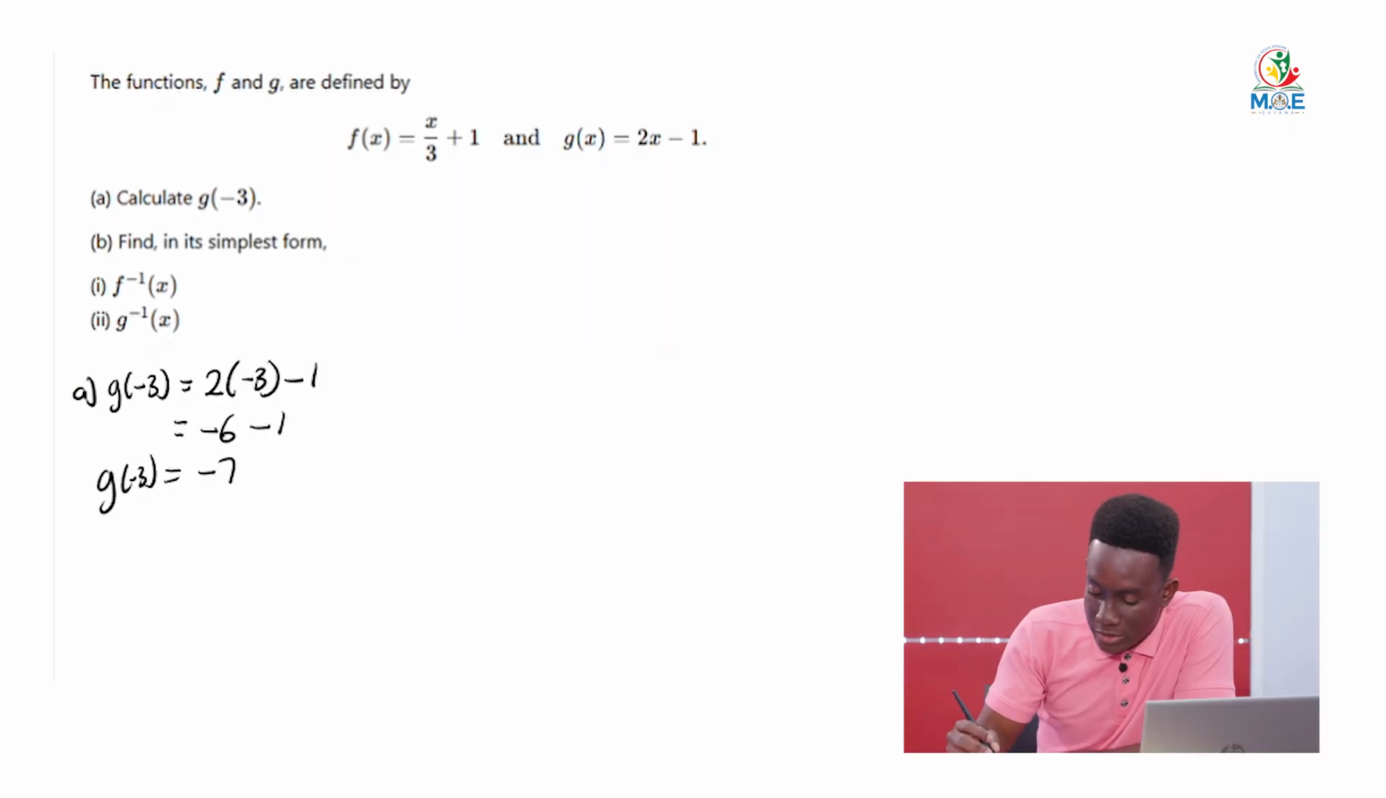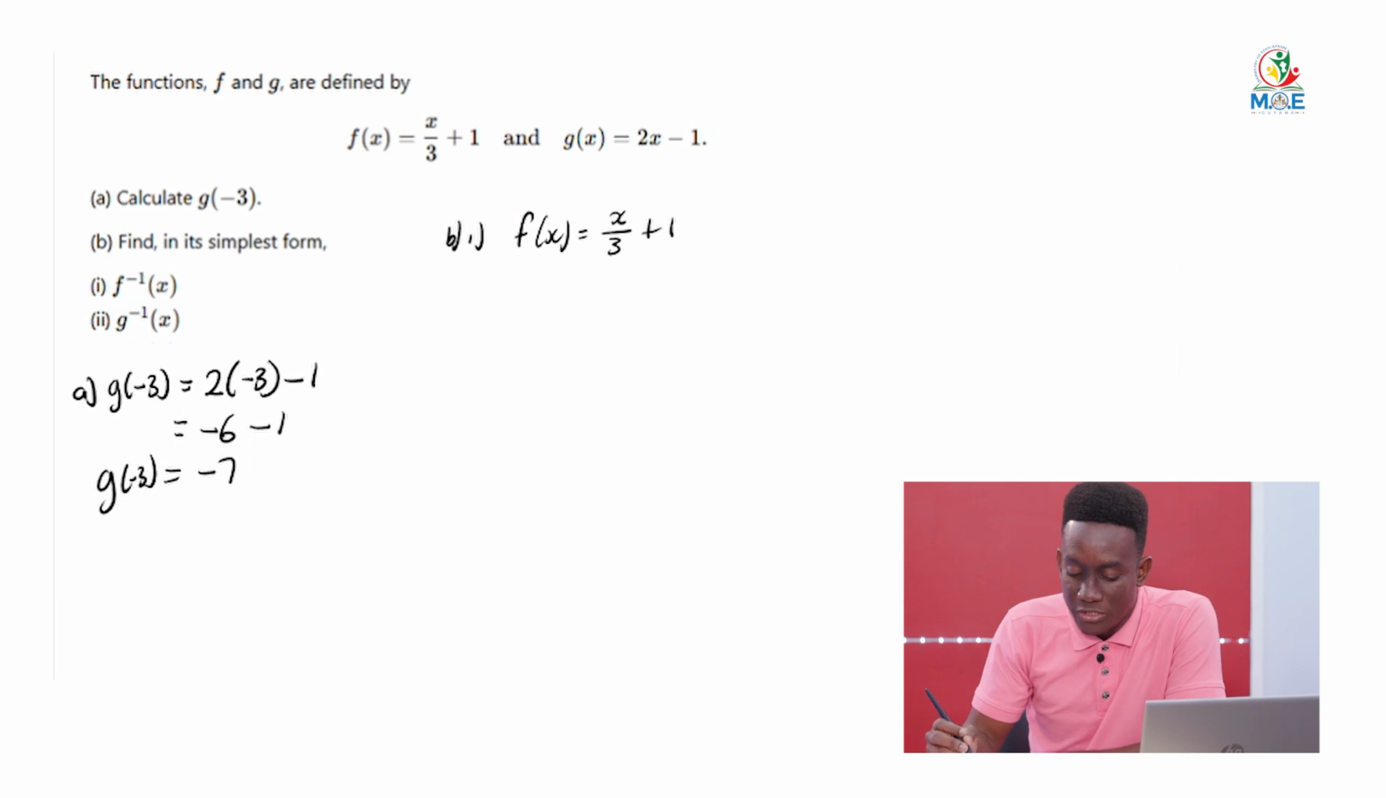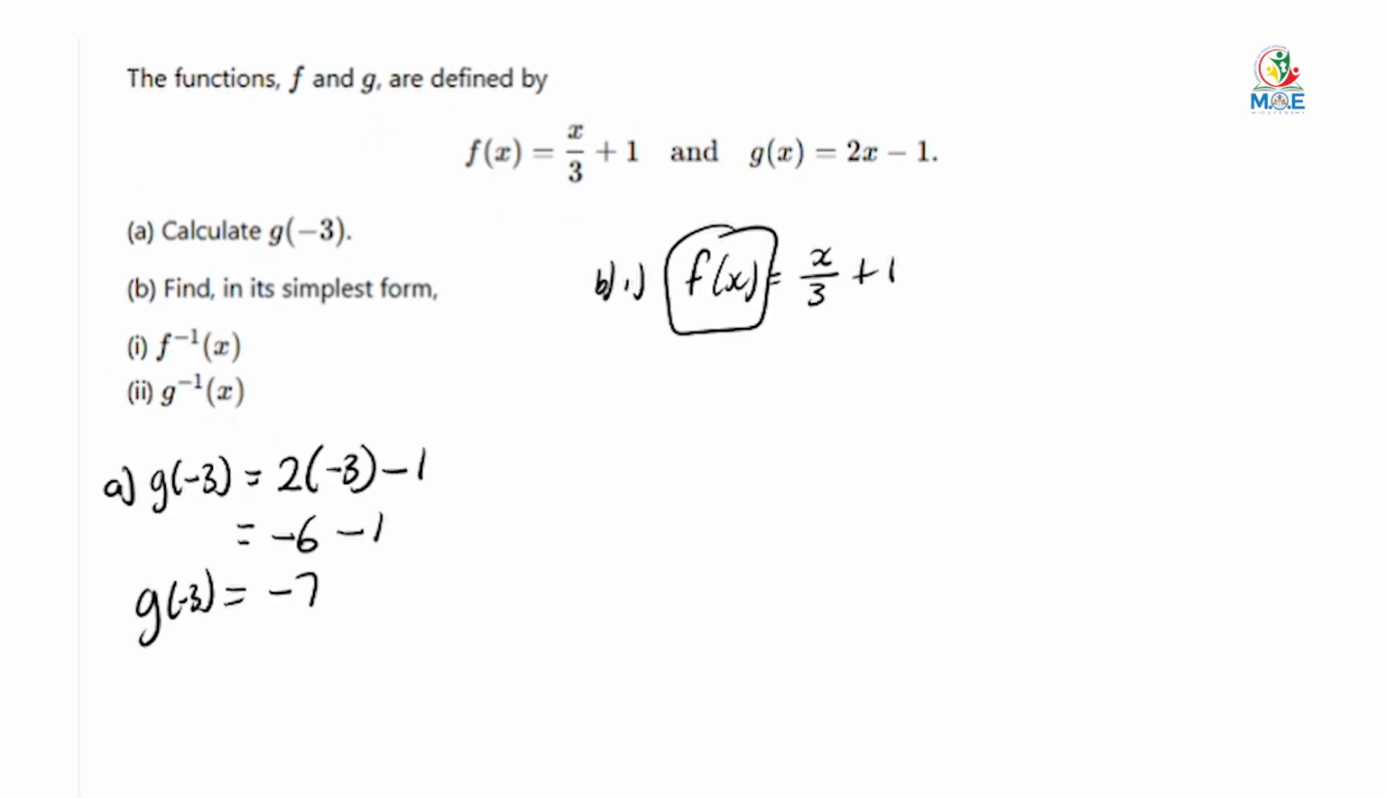So the next part they want us to find, in its simplest form, f inverse of x. So first of all, let's write back the f of x function. So f of x is equal to x over 3 plus 1. To find f inverse of x, we just follow the steps. Step 1, we replace f of x with y. So this would be y is equal to x over 3 plus 1.